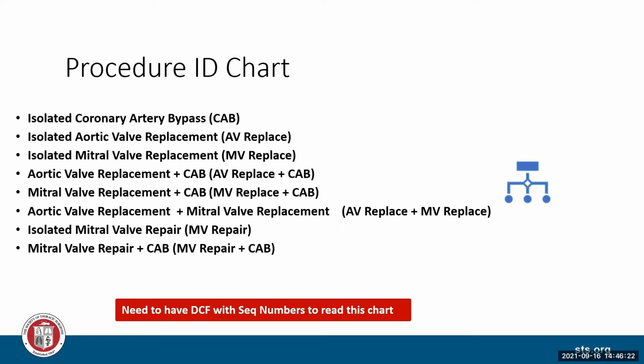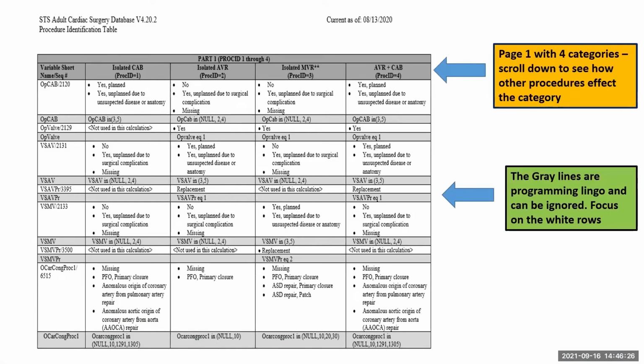Okay, so now we're going to kind of go through this chart. And it is difficult. This is a busy chart. Took me years to figure out how to read this thing. So this is what it looks like. And you'll see that you have the variable short names. So you've got 4 categories up here at the top. You got your cab, which is PROC ID 1, and you've got your AVR, isolated PROC ID 2, and then you've got your MVR, PROC 3, and your AVR and cab.